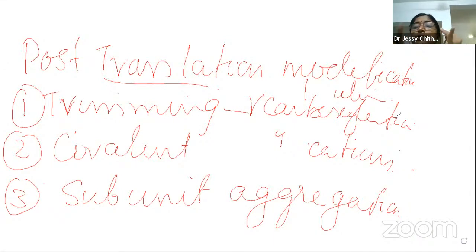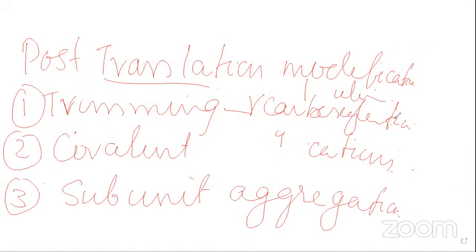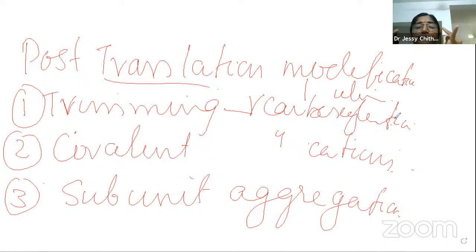During trimming, you can give examples of insulin, proinsulin, procollagen, and zymogens, which are getting activated by post-translational modification by removing short lengths of peptide chains. Covalent modifications include gamma carboxylation, phosphorylation, glycosylation, acetylation, ADP ribosylation, methylation, etc. Whereas subunit aggregation, for example, immunoglobulin and hemoglobin. The subunits are aggregated as a result of post-translational modification.